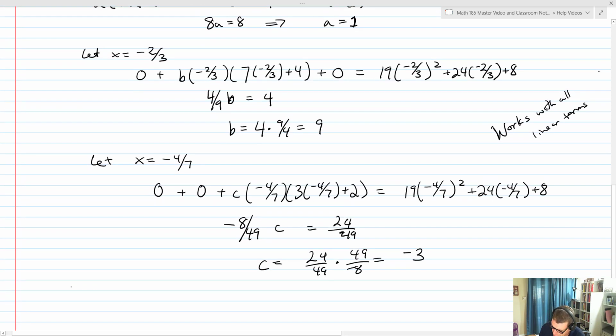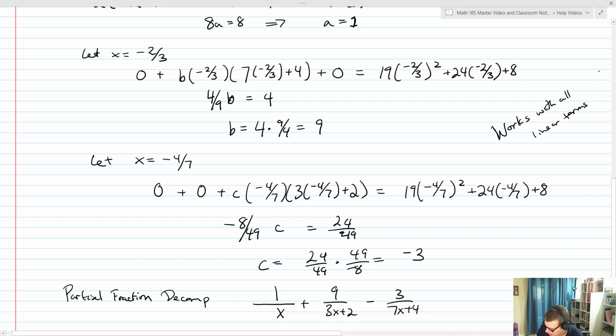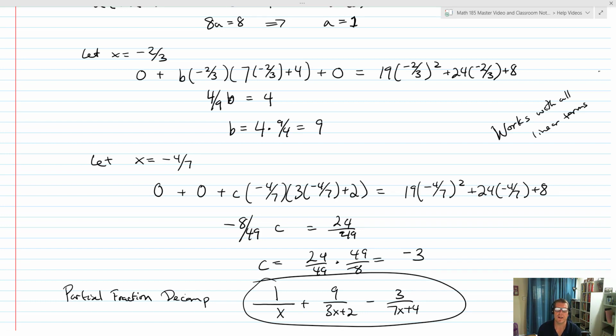So what that means is that my partial fraction decomposition is going to end up being 1 over x plus 9 over 3x plus 2 minus 3 over 7x plus 4. And there is your partial fraction decomposition. Having to explain it takes longer than it actually takes to do it. Just be really careful. Make sure that you do your multiplication and your division correctly, and if you do that, it can save you a lot of time. Okay. That concludes the lesson.